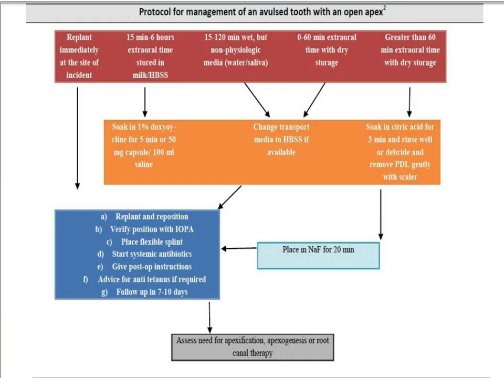This is the flow chart of the protocol for management of an avulsed tooth with open apex. There's a common protocol, which you can see in the blue box. That includes reimplanting and repositioning, verifying with an IOPA, placing a flexible splint, starting systemic antibiotics, giving post-op instructions, advising anti-tetanus if required, and follow up for 7 days. This is the common protocol for various criteria, so we'll go through the criteria one by one.